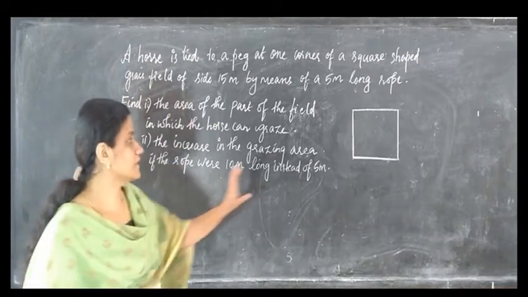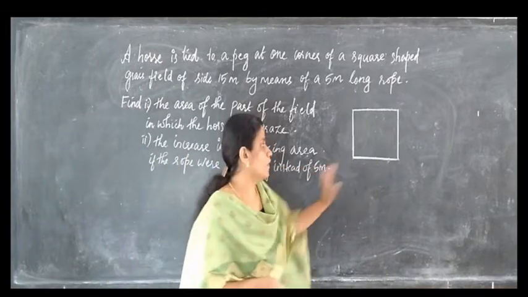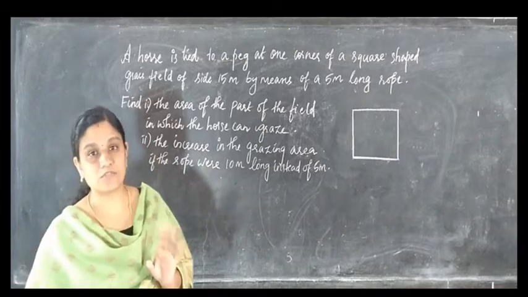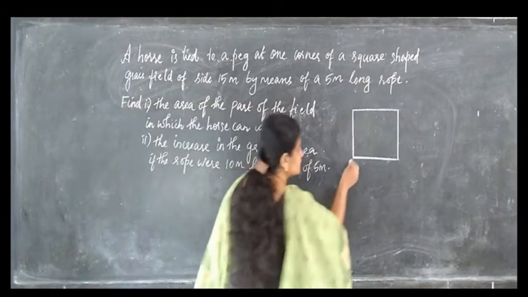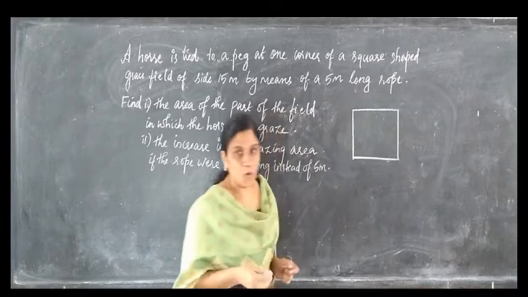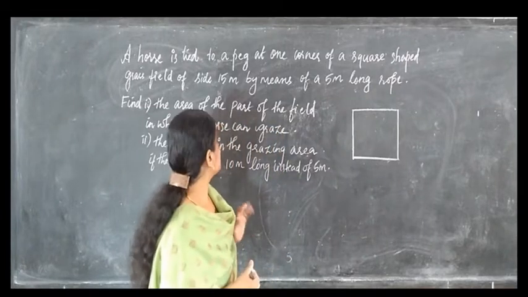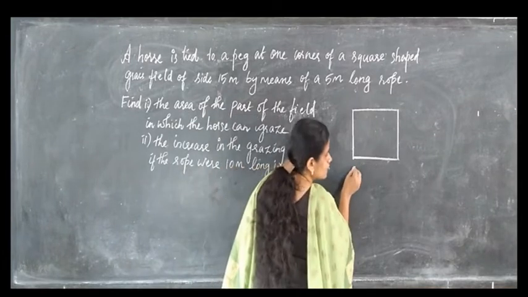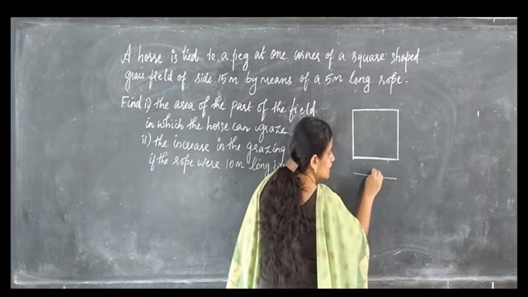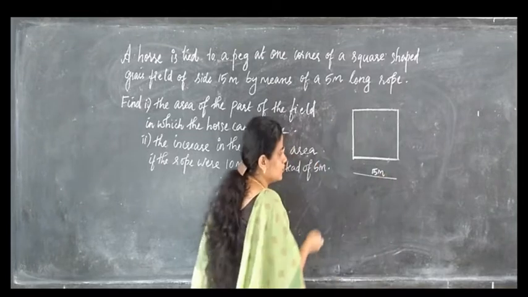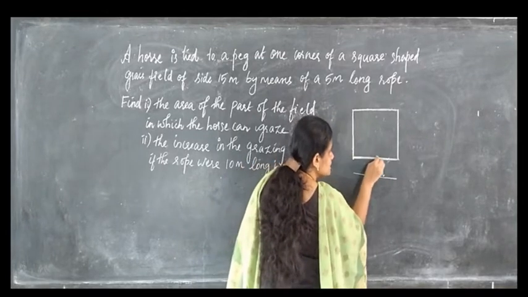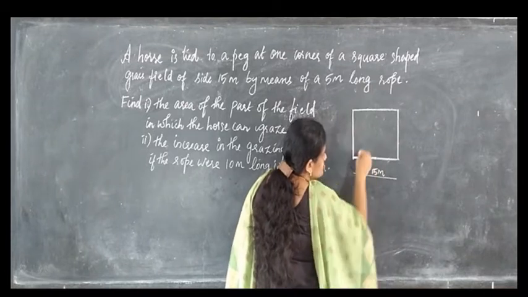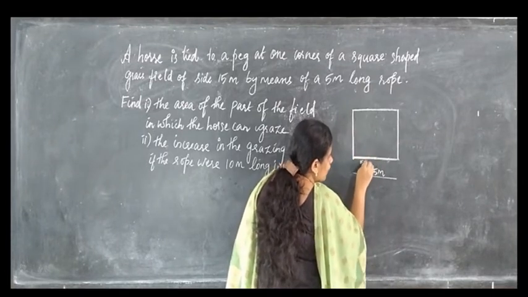A square-shaped grass field. Now a hose is tied to a peg at one corner. So let us consider this as the corner. A hose is tied with a 5 meter long rope. So the total length is how much? 15 meter. Here with a 5 meter, so we can take till here.